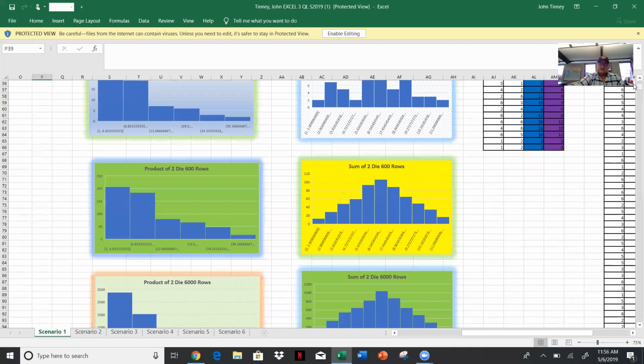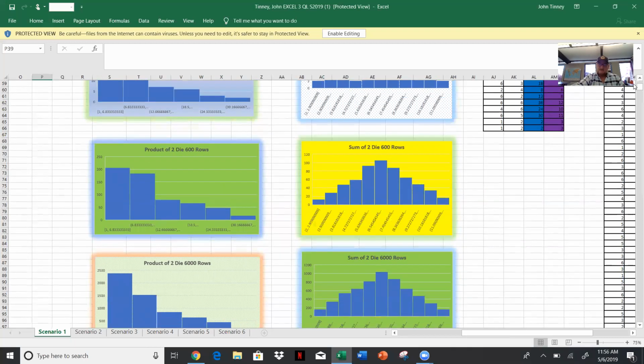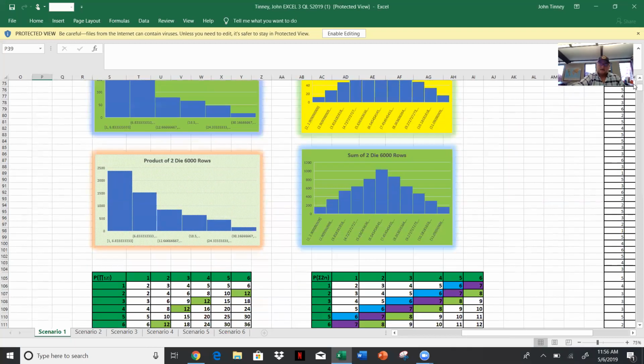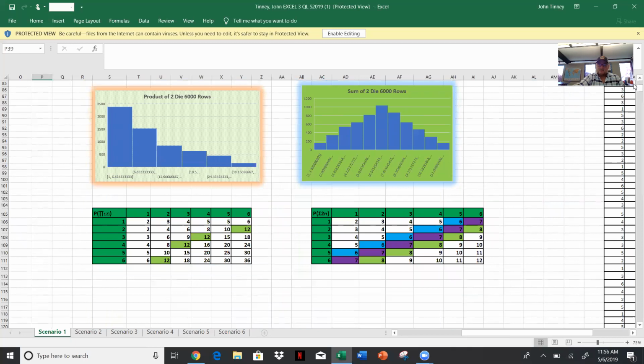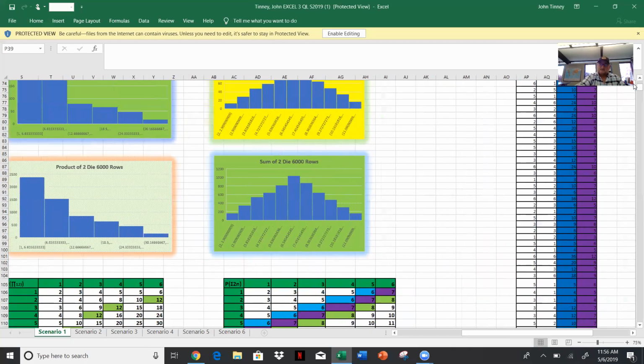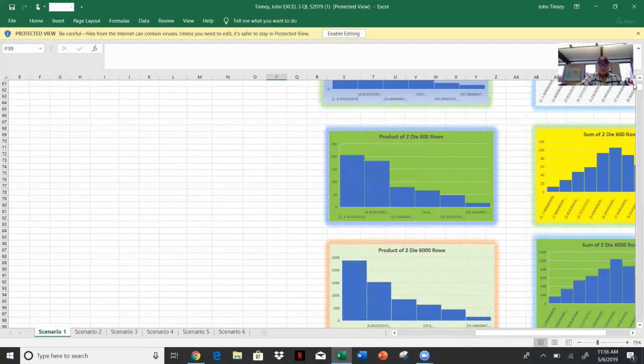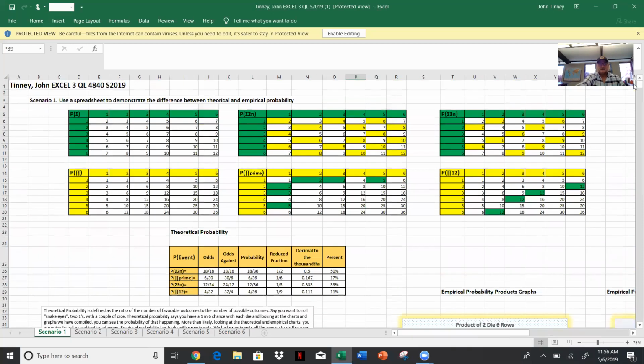The third row is 600, and it's got a pretty good shape. And then the last roll of 6,000, there's a real good shape showing that most everything is going to be in the middle. It's going to be pretty much the average of everything in the middle. It was pretty interesting to do this. It took a lot of work, but it was pretty interesting to put all these things together.